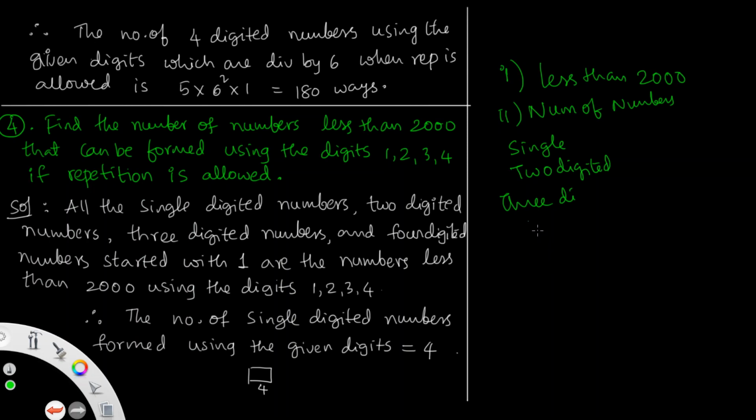Less than 2000 means the given digits are 1, 2, 3, 4. Less than 2000 means you should not apply here in the thousands place 2000, because we will start from 2000 and you can get more than 2000 numbers. So there is no chance to fill up 2, 3, 4 in the thousands place. Only started with 1 is the case. So less than 2000 means the number starting with 1 only, there is only one way.